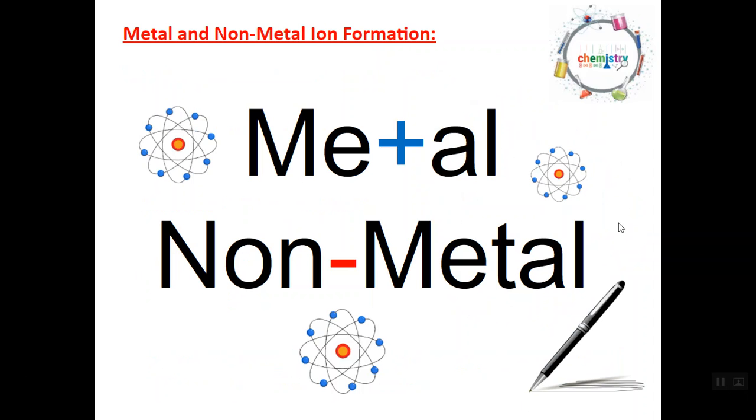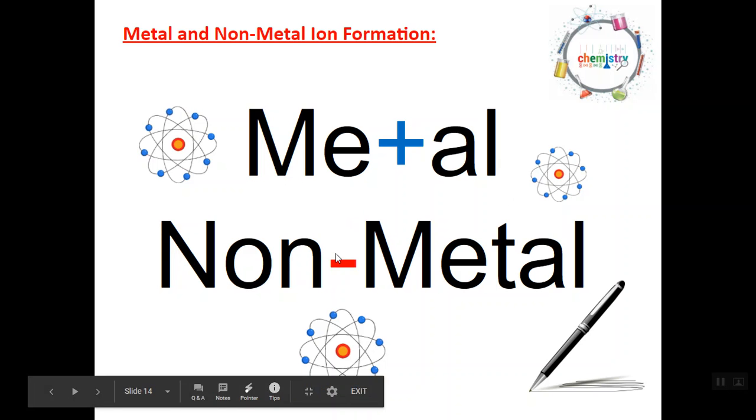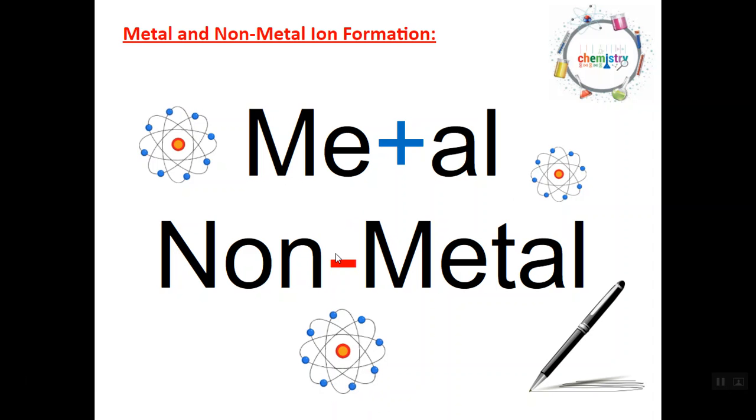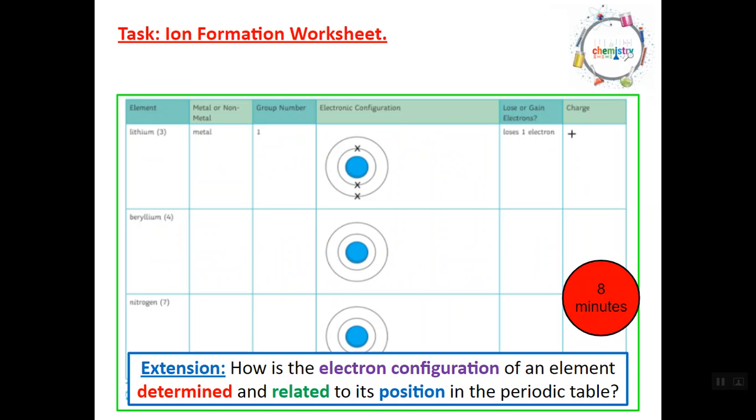Now, all metals form positive ions, so if it's a metal, you can straight away put a plus. If it is a non-metal, you can straight away put a negative. And then you just need to put by how many electrons it needs to get and how many electrons it needs to lose.